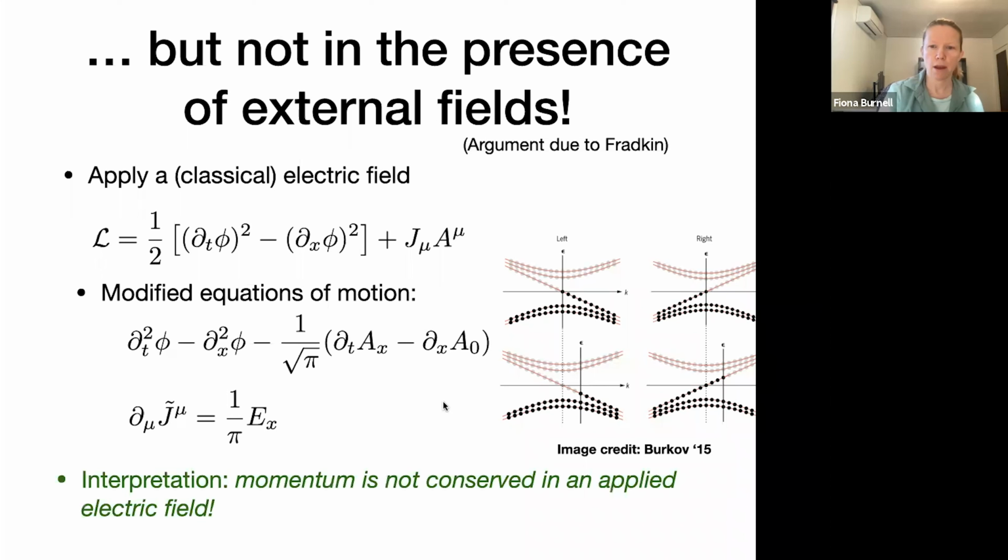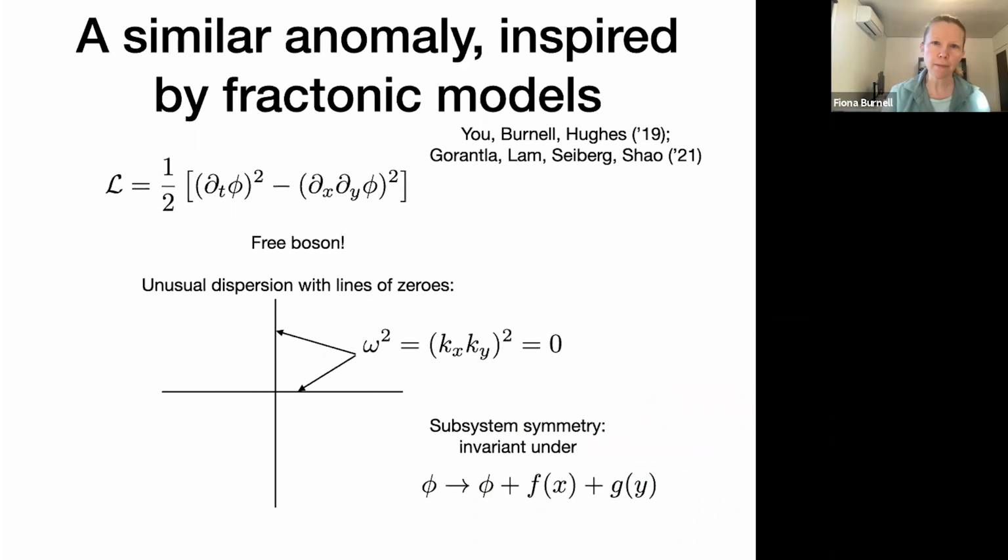Okay. And so the interpretation of this is that this second current associated with momentum density is not conserved in an applied electric field. And of course, we're not surprised, because we know that the electric field is going to accelerate our electrons. And so obviously momentum is not conserved in an applied field.